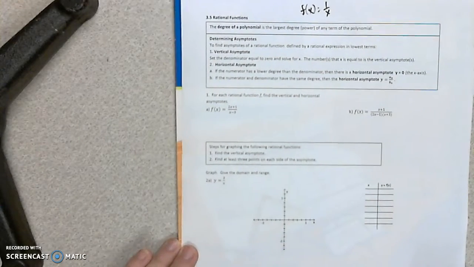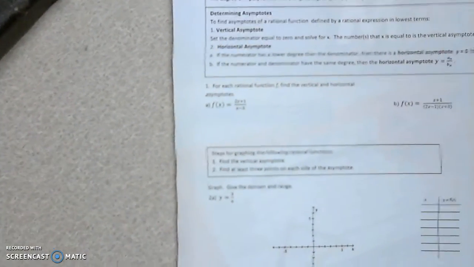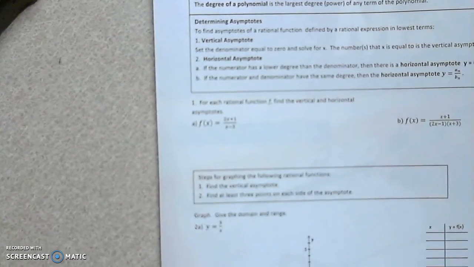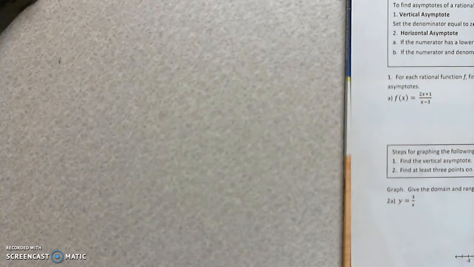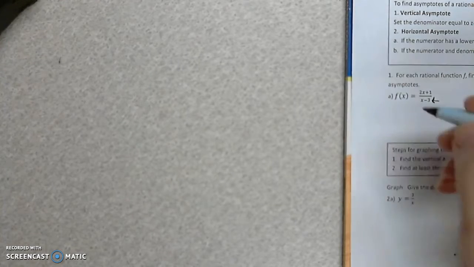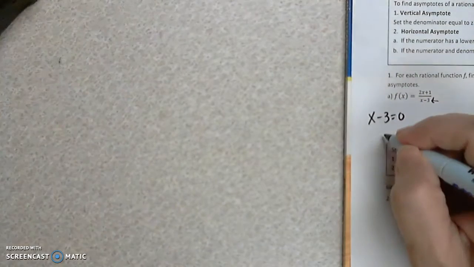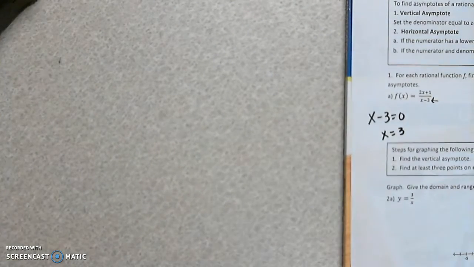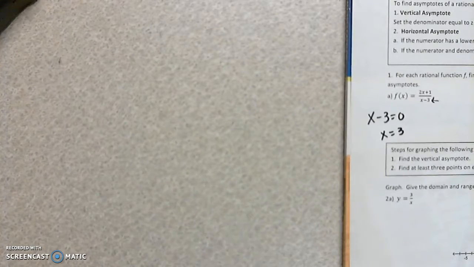So let's take a look at this first function. It says for each rational function, find the vertical and horizontal asymptotes. For the vertical asymptote, we're going to take the denominator and set it equal to 0 and solve for x. So I would add 3 to both sides to get x is 3. That would give me a vertical asymptote at x is 3. So I would go to 3 on the x-axis and draw a vertical line.